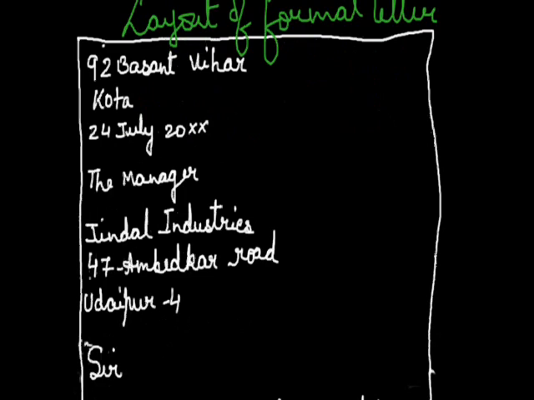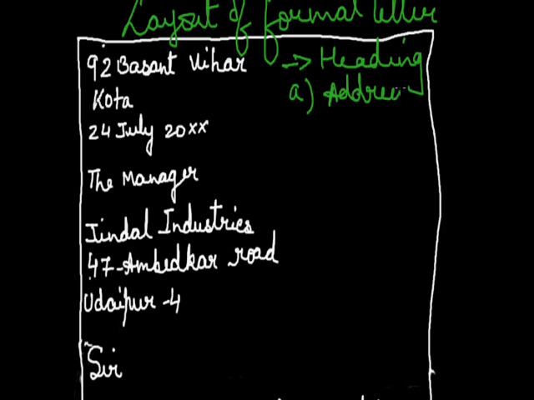Layout of a formal letter. This is how we start. We first write the address. This is the starting point. We start with the heading, and first is, like I've written, the address of the sender. Second, we write the date.